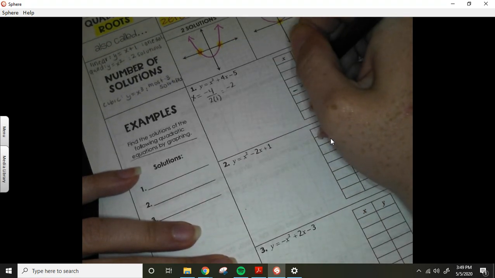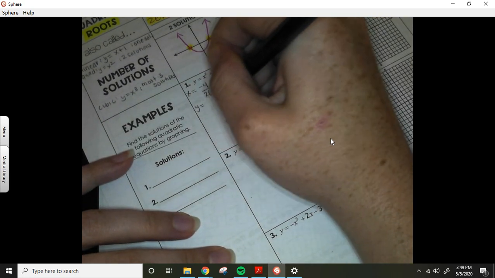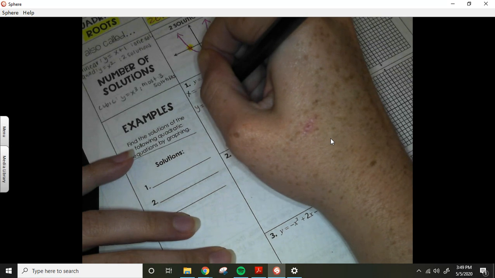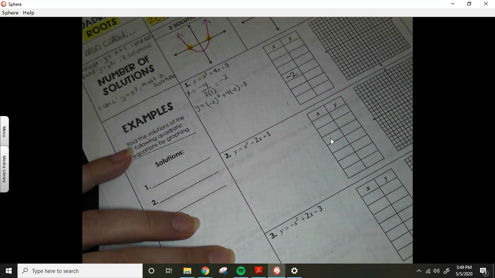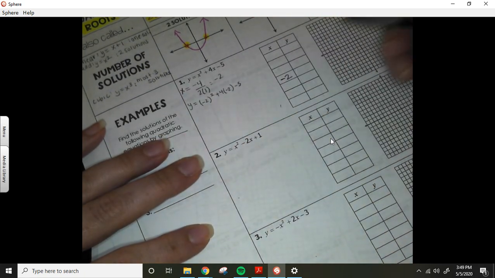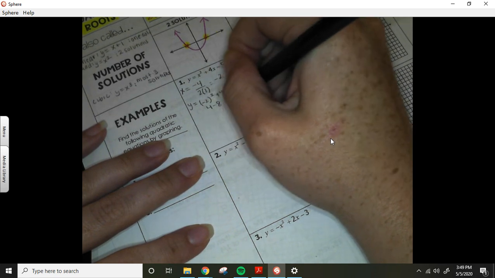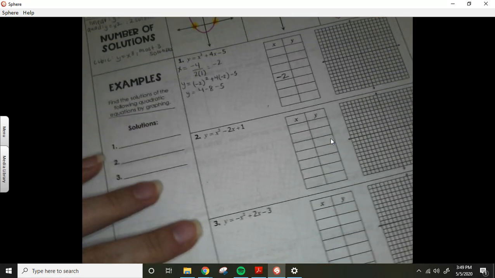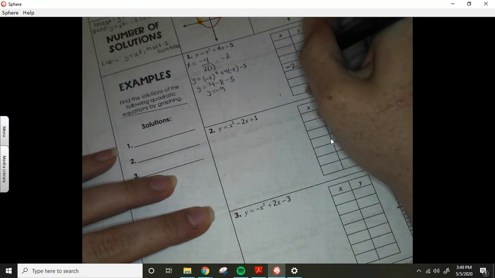I know my x value is negative 2 in my vertex, and I'm going to plug it into my equation to solve for y. Y equals negative 2 squared plus 4 times negative 2 minus 5. So negative 2 squared is 4. 4 minus 8 minus 5. So 4 minus 8 is negative 4. Negative 4 minus 5. This y is equal to negative 9.